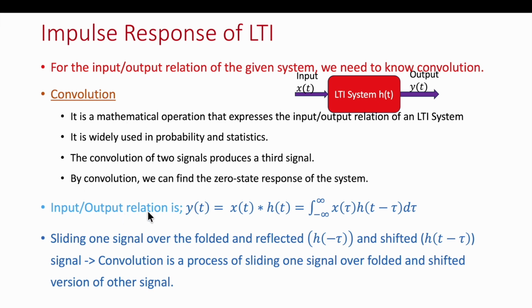So input output relation is y of t is equal to x of t convolution h of t, and you can write the same formula using this integral from minus infinity to infinity x of tau h of t minus tau d tau. So it means sliding one signal over the folded, reflected and shifted signal. So you can say that convolution is a process of sliding one signal over folded and shifted version of the other signal.